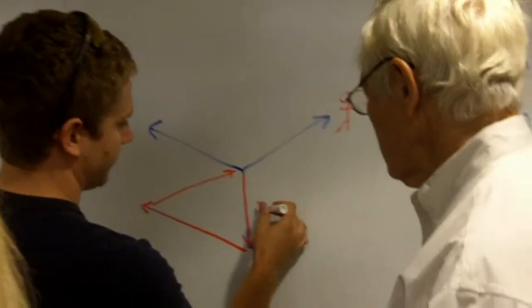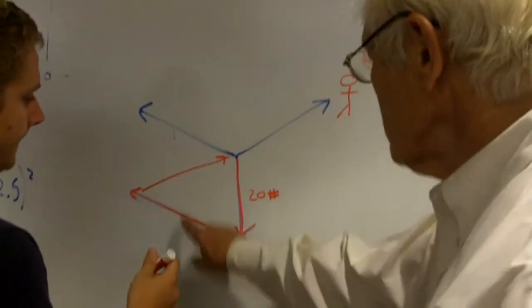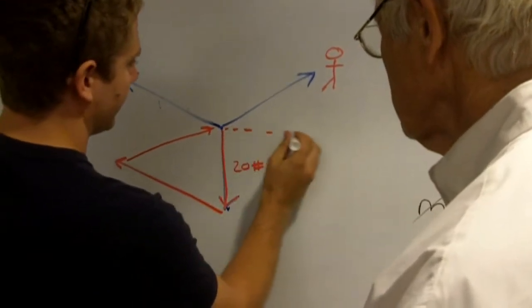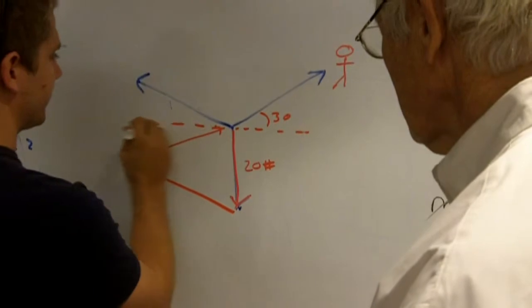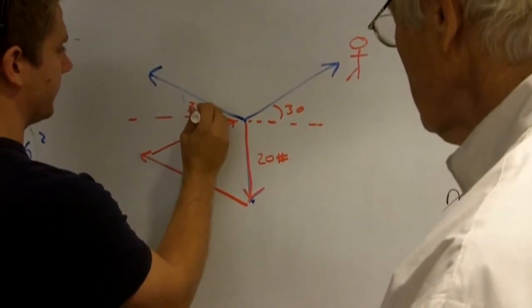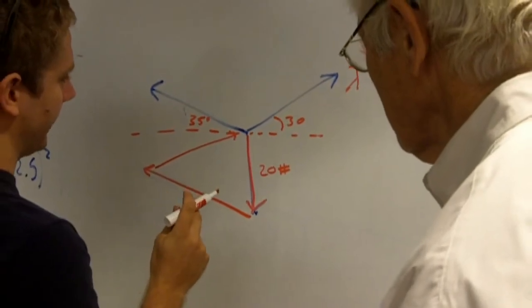Giving this is 20 pounds, right? So you're giving that, okay? And you want to know these two. And you're probably going to be given some kind of angle here, you know, 30 degrees or something. And you're going to be given this angle here. It's like 35 degrees, right? Okay? So, this is where it's a little bit tricky, okay?